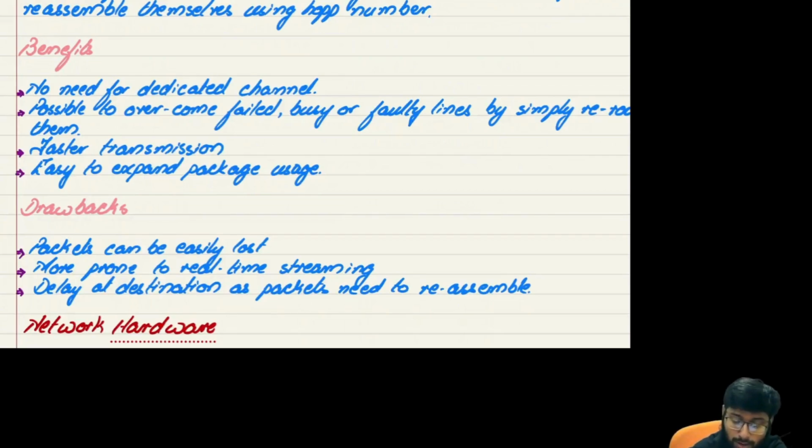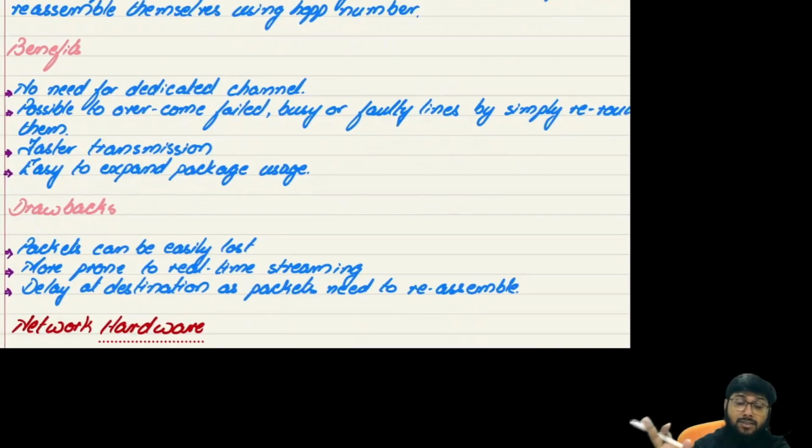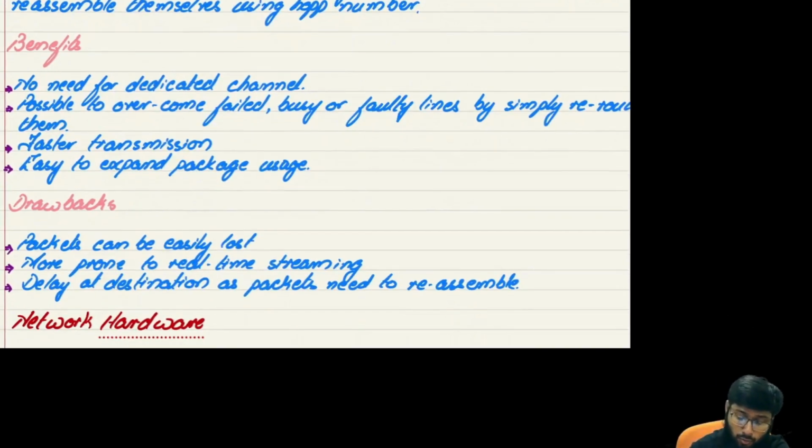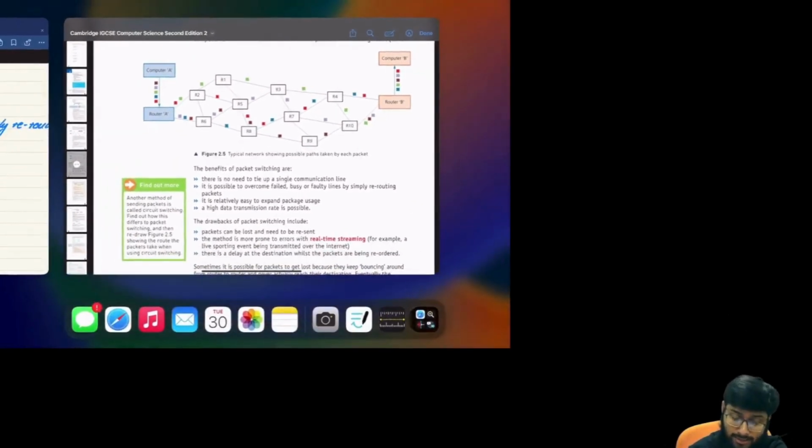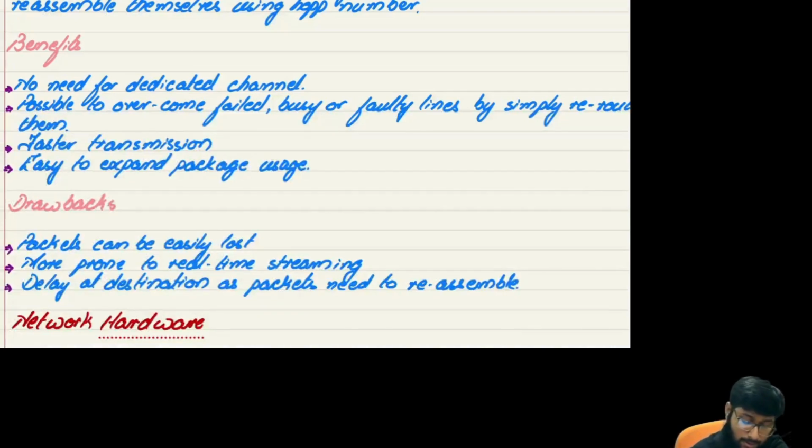Second, it is possible to overcome failed, busy or faulty lines by simply rerouting, as I just told you: if route 2 to route 5 is busy, it can reroute itself from route 2 to route 1 and then go to the destination. Third, faster transmission obviously, and easy to expand the package usage. That means you can increase more packages and transmit multiple data at the same time.